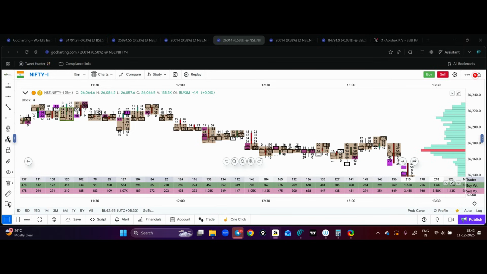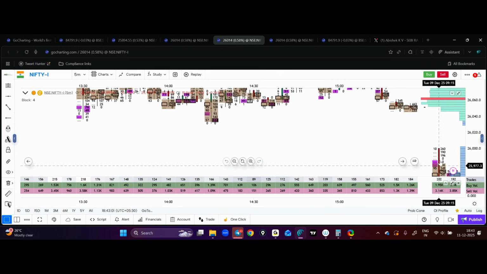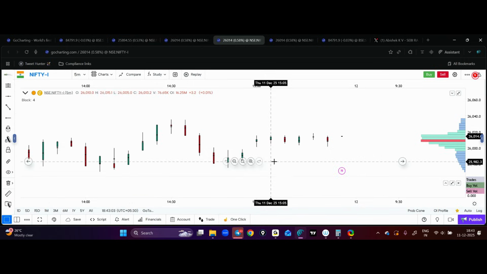Because like the example that I was showing for today, the candle is a large red candle, a textbook bearish candle that formed. But then the volumes indicated that there was not much selling activity that happened. Sure, sir. Thank you.